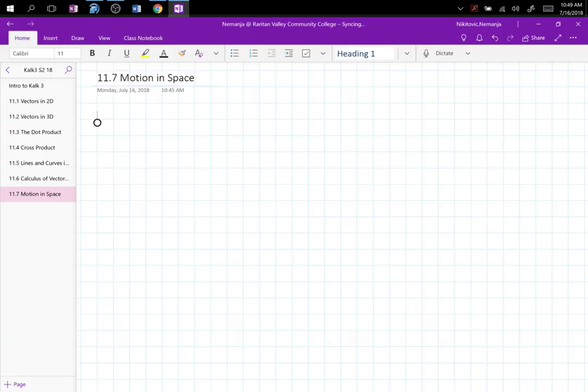Hello and welcome back to Calculus 3. We have section 11.7 on motion in space. We're going to take a look at 2D and 3D motion. And everything will be based off of the path function, the trajectory, which is our good old vector r.